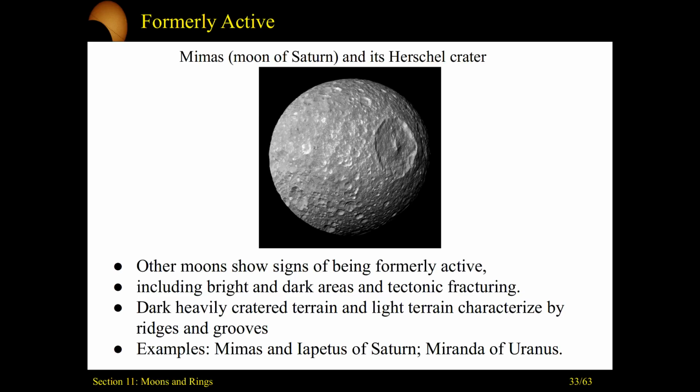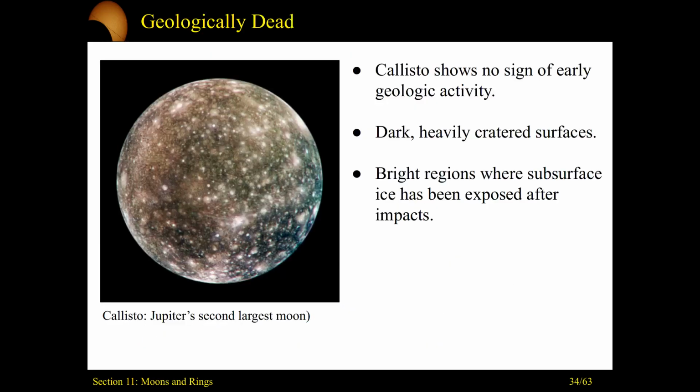geological activity. The final category of moons are the geologically dead ones, and I bring back Callisto as my prime example. This thing shows no signs of geological activity ever. And you'll have regions of heavily dark cratered regions versus the bright ones. The bright ones are probably ice that has been exposed from other impacts. An impact came in and just liberated enough of the rocks on the surface, showing the ice underneath, a very thin layer.